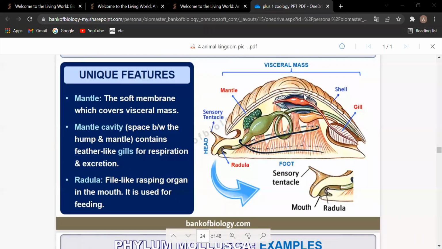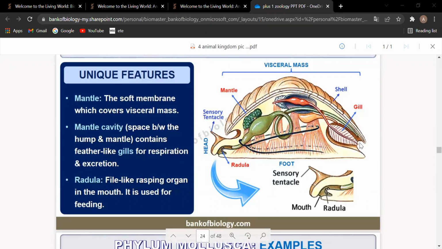Right below the shell, there is going to be a soft layer of membranous structure, which will be called the mantle. Correct? The mantle cavity, that is the space between the hump and the mantle, contains feather-like gills for respiration and excretion. So you can see the gills over here very clearly. These gills help in respiration as well as excretion. Meaning, the anus passes through these gills here.